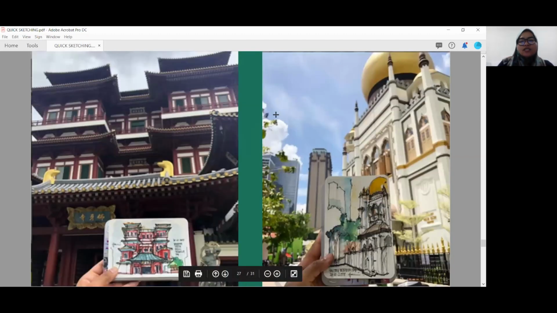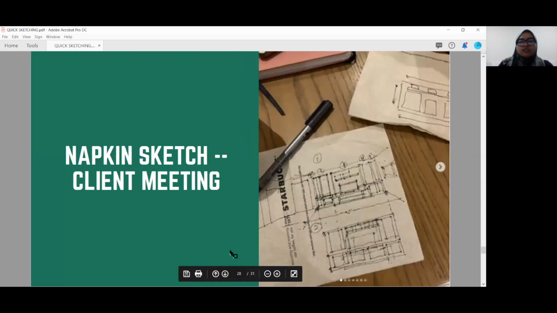Alright, these are the watercolor postcards that I've shown you before from my past travels. And this is a napkin sketch. As I've told you before, you need to see your client. Sometimes this is where I see my clients: Starbucks. I use a Starbucks napkin to do a sketch, and this is the sketch for one of my clients, to do their interior and also landscape interior.